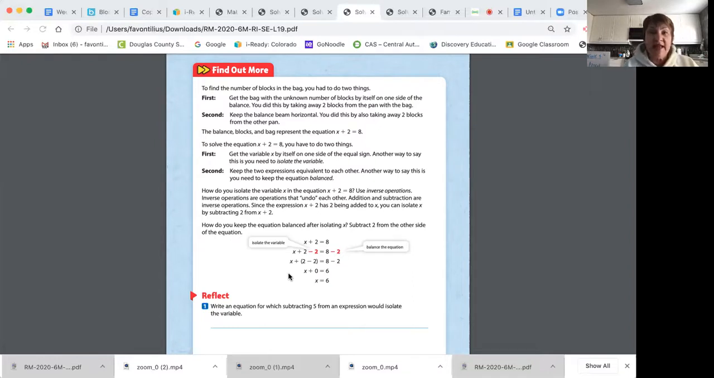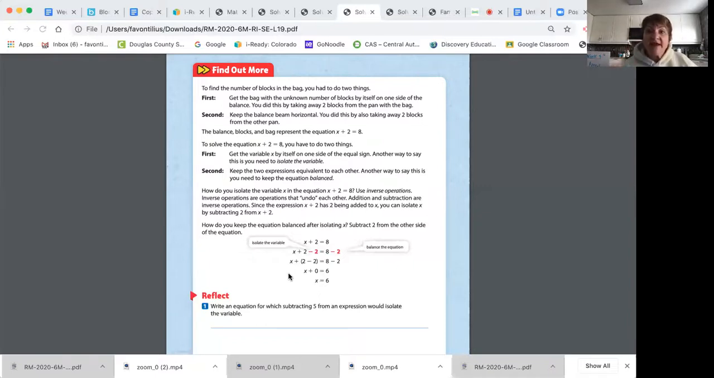But here's the deal. Now I want you to look down at that whole process showing you how to do this, and listen up. First, you get the variable by itself on one side of the equal sign. And this, guys and gals, is so crucial, because that is called isolating the variable. If you isolate the variable, you get it all by itself, and when you do that, you have to do the inverse operation. Second, keep the 2 expressions equivalent to each other. Another way to say this is you need to keep the equation balanced.